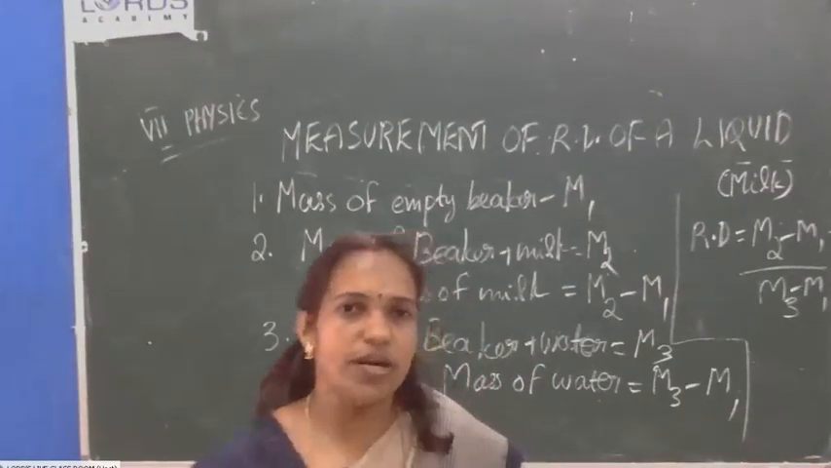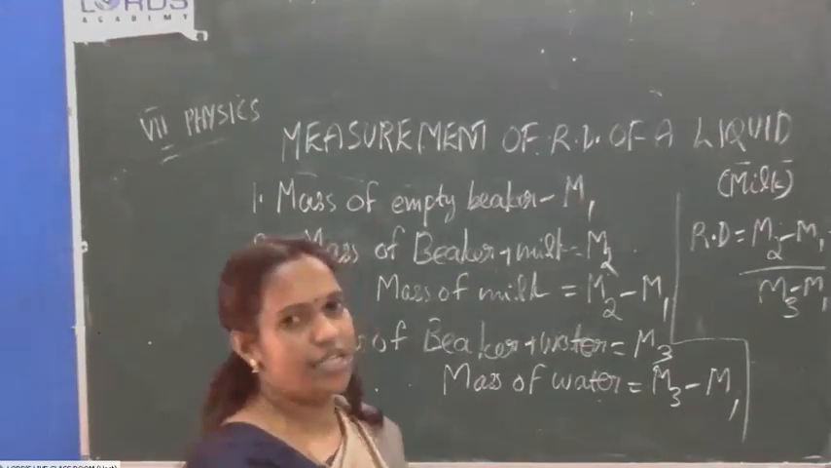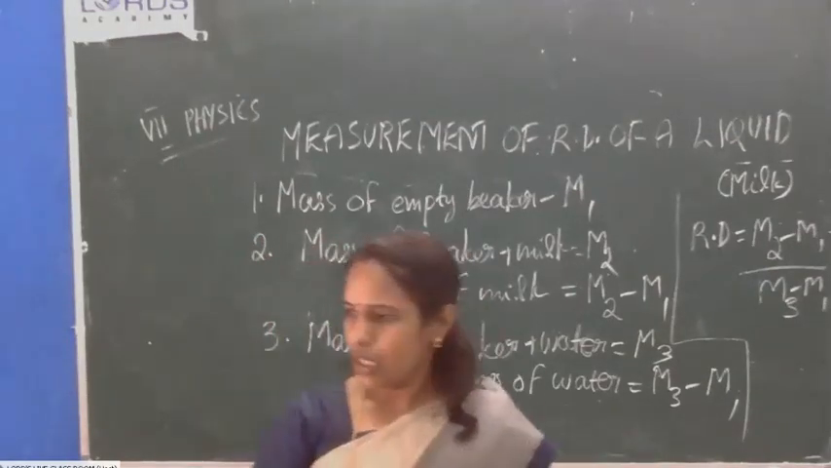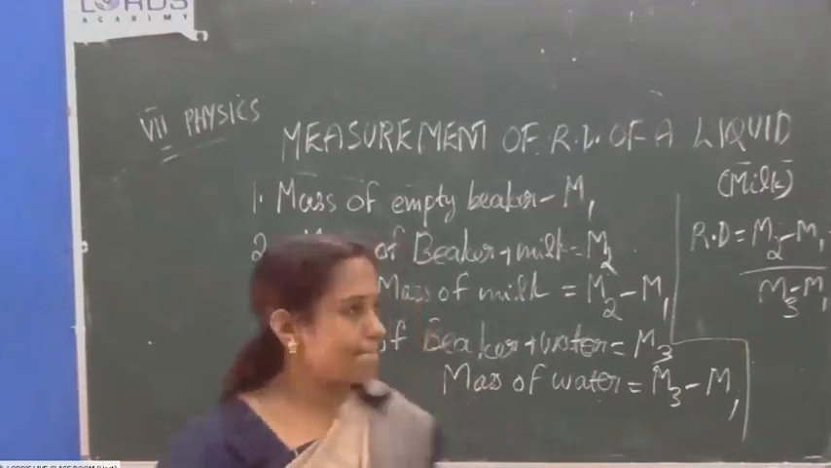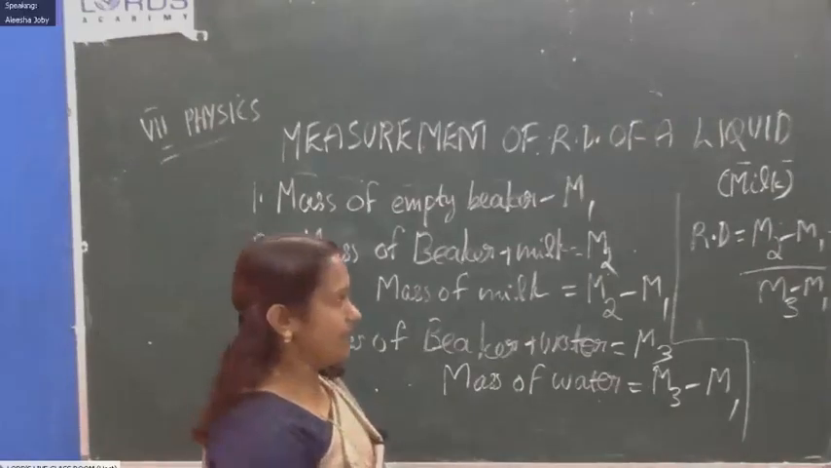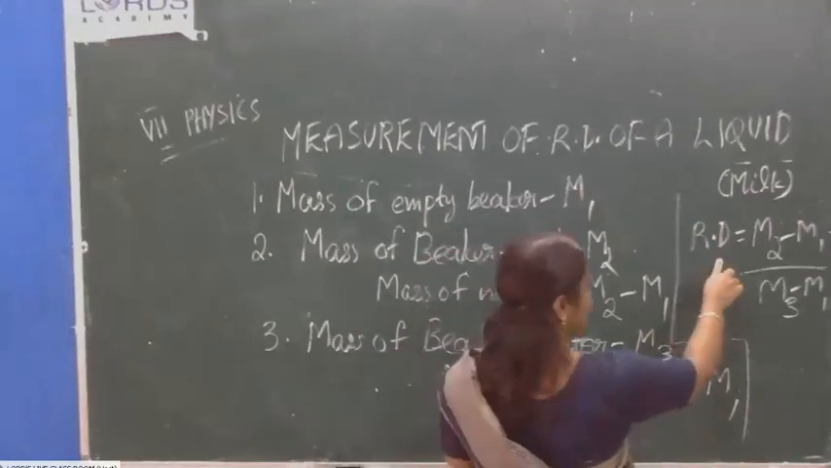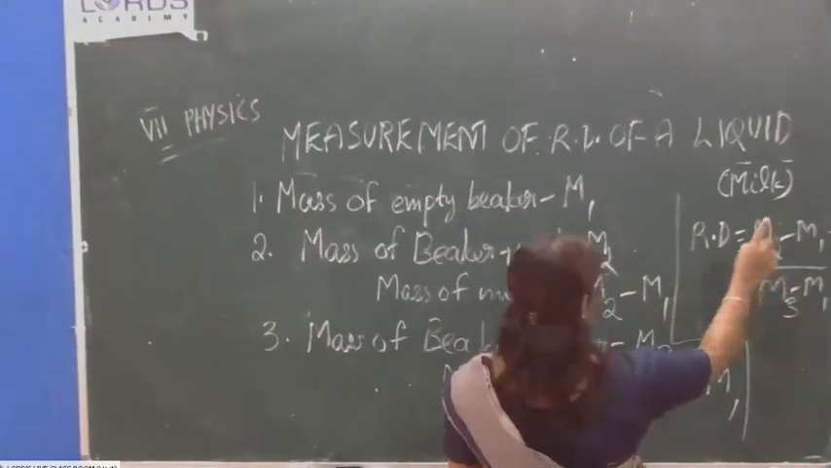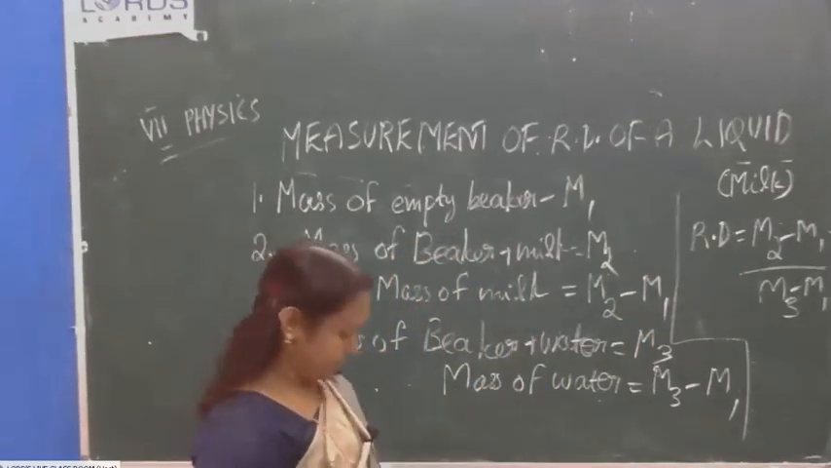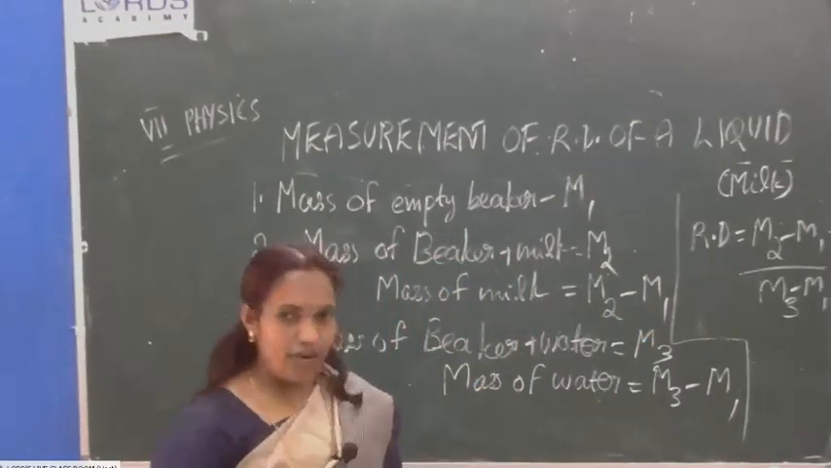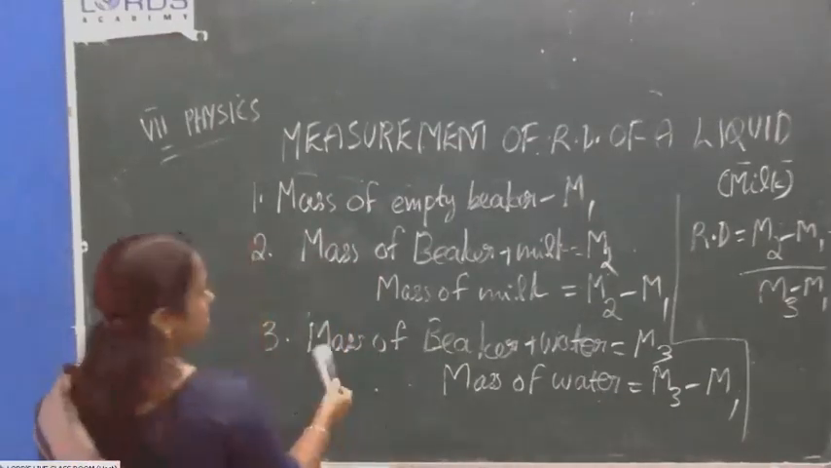So that also write in your notebook. Just give the heading: measurement of relative density of liquid. Now write this equation. Under the heading write relative density is equal to M2 minus M1 upon M3 minus M1. M2 minus M1 divided by M3 minus M1.